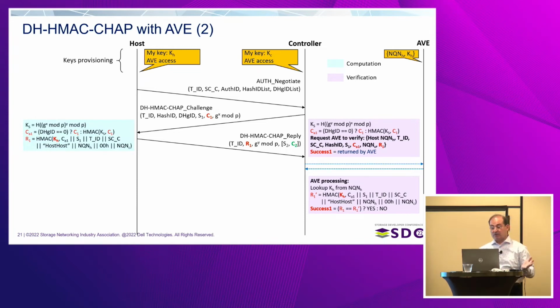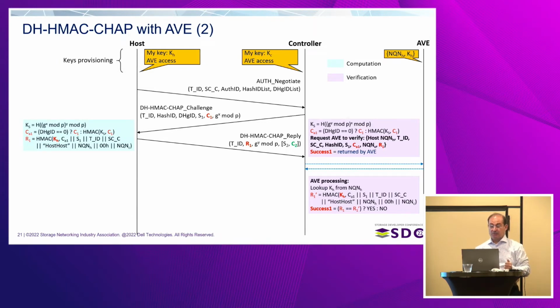Hey, I'm doing an authentication transaction with this host, NQNH. These are the parameters of the authentication transaction: the transaction ID, the secure channel concatenation flag, the hash ID that I'm using, the sequence number I received, the augmented challenge that I sent. This is my NQN and R1. This is the response I got. Is this the proper response or not? That is the query to the AVE.